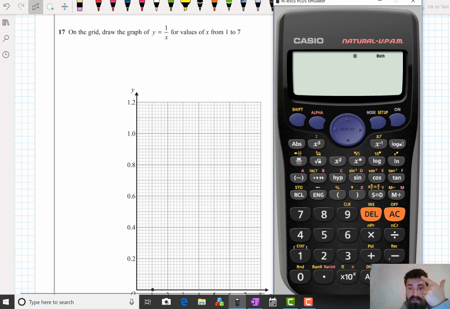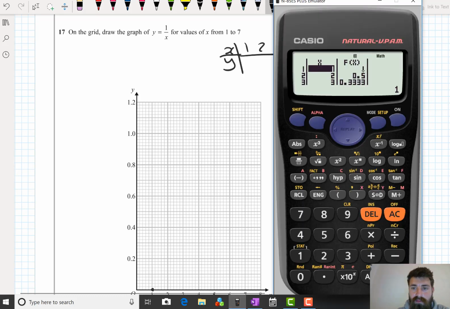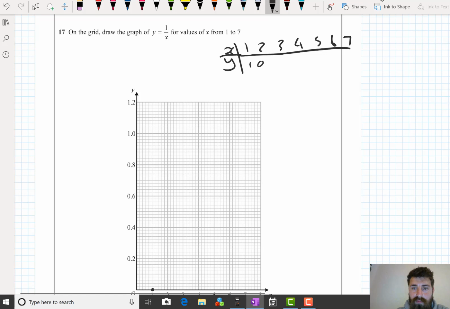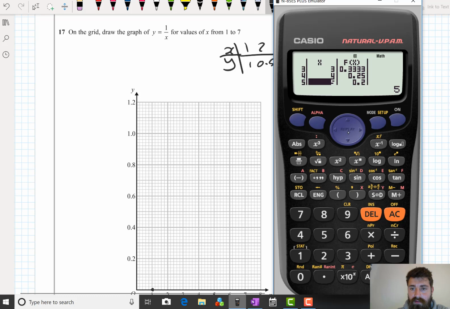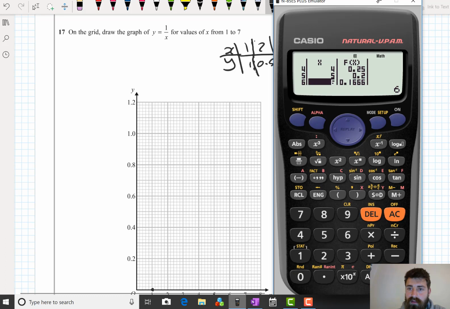When x is 1, y is 1. It says here, when x is 1, y is 1, right? So x, y, getting a table of values. This always gets you a mark. 1, 2, 3, 4, 5, 6, 7. 1, 0.5, 0.33 recurring, which is a third. Keep coming down. 0.25. When x is 4, this is 0.25. I might actually do this because it's going to get a little bit messy, I think, in my opinion. That's the worst table I've ever seen in my life. Do not copy that. 0.25.